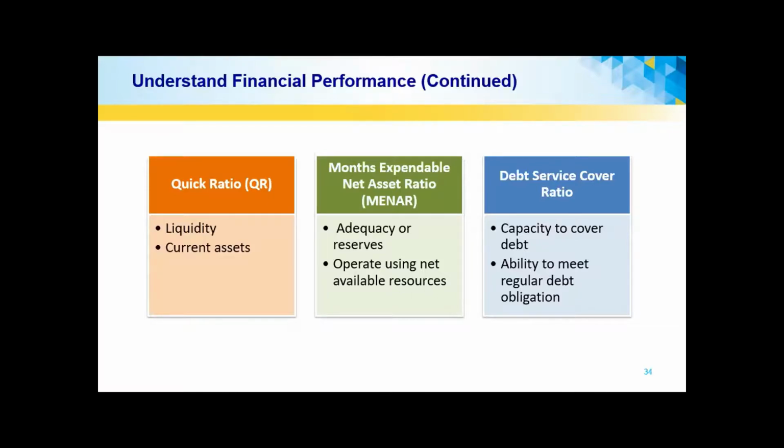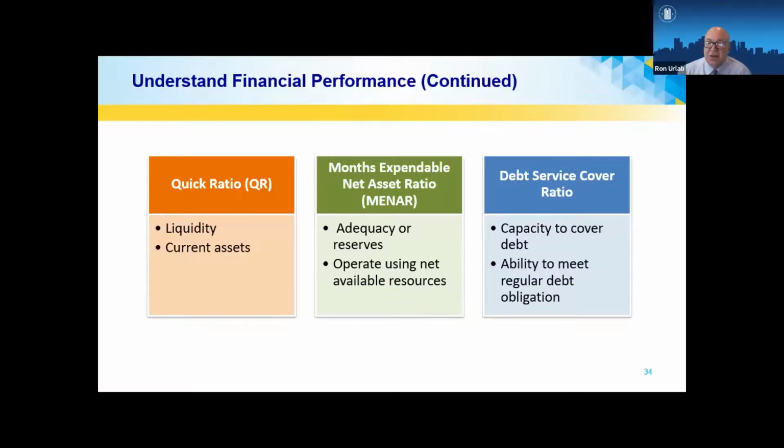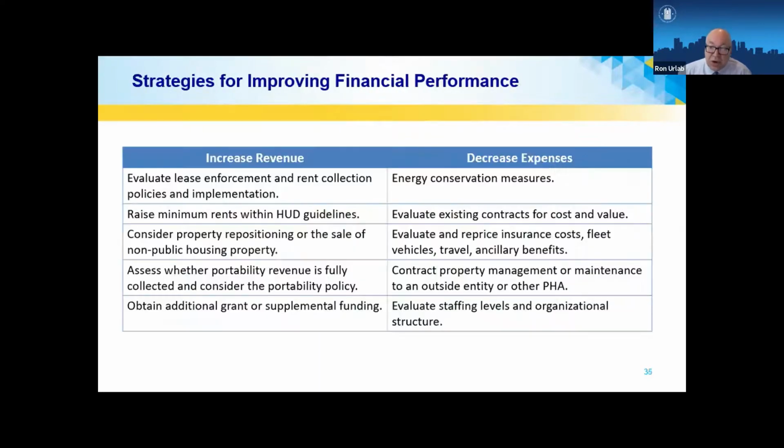Understanding financial performance. These were the ratios we were looking at earlier: the quick ratio, your months of expendable net assets ratio, do I have enough months? Can I cover my debt service payment? Those are some of those ratios. And when those ratios start going down a little bit and we're getting scored down, here are some strategies to help improve it. So now I'll turn it back over to Margaret.